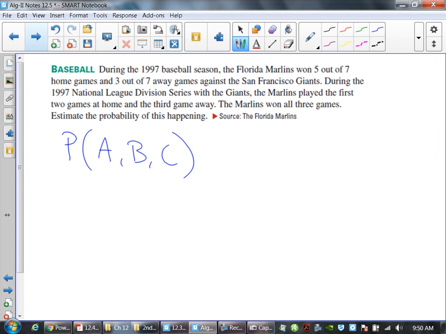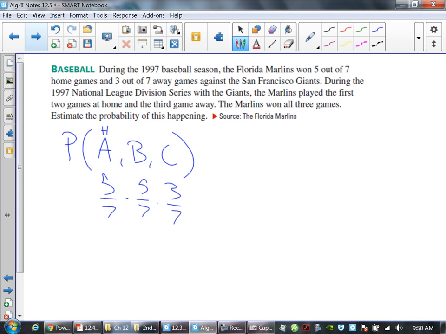So what's the probability of winning at home? What was the 5 out of 7? So the probability that they won at home was 5 out of 7. That's game 1. Game 2, 5 out of 7 again. And then 3 out of 7. They're bad. It looks weirder than what it is.